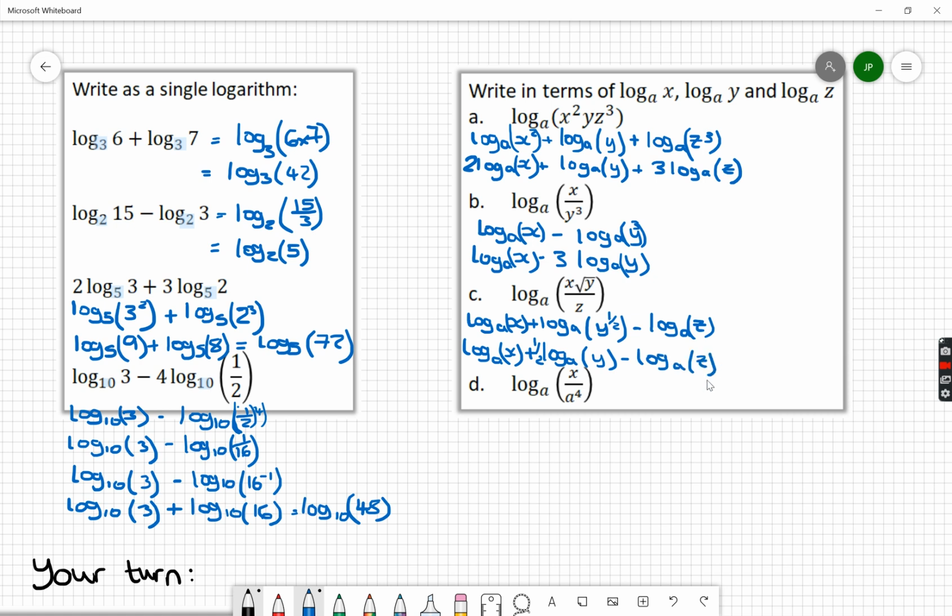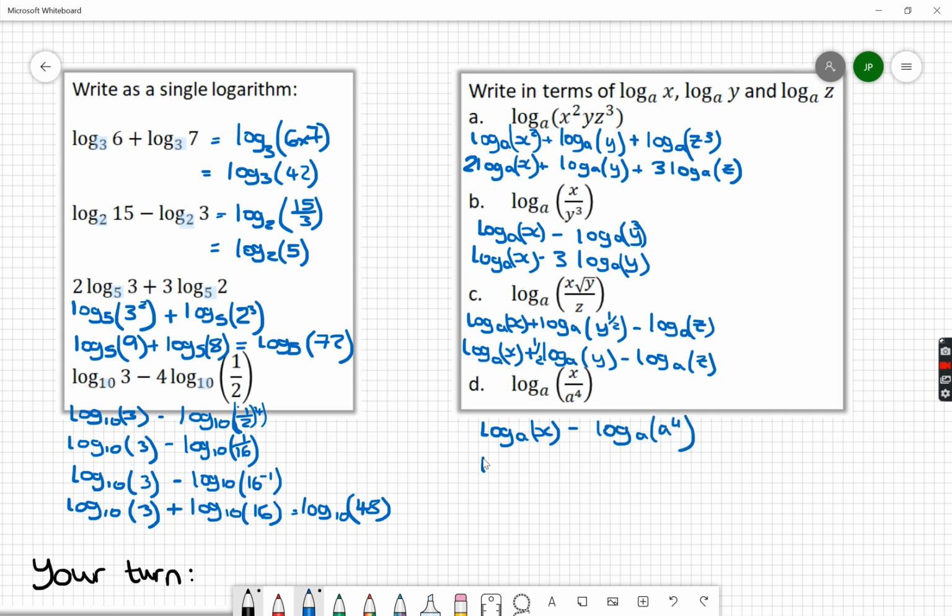Very last one. I wanted to include this one because there is an extra layer of simplifying in this. So when we simplify, if I separate first, and I've got to divide so I know it's a subtract, I get to this point.